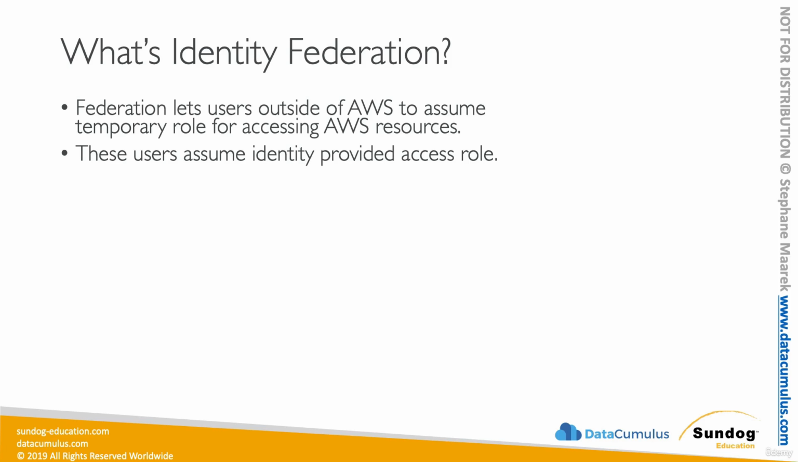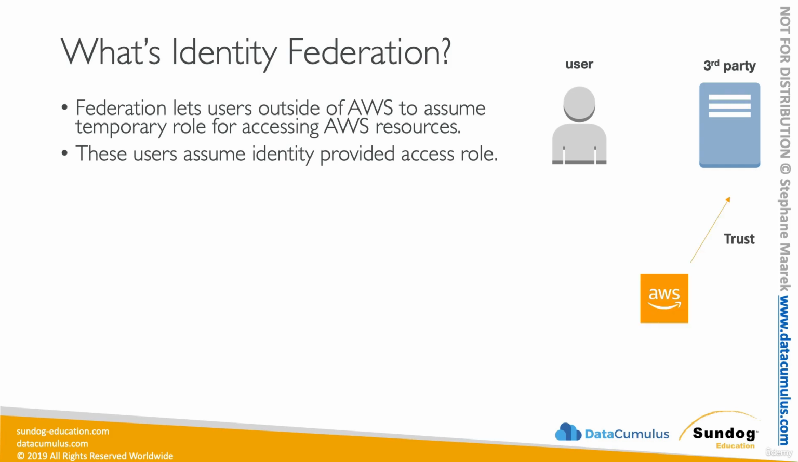Let's go through a diagram to understand better how this works. So we are a user, and we're in our company, or we are a mobile app user, whatever it is. We're a user and we don't have an account in AWS. But what we do have is access to third-party servers for login. It could be our company's, it could be whatever. And this third party is trusted by AWS. So we have defined beforehand a trust between that third party and AWS.